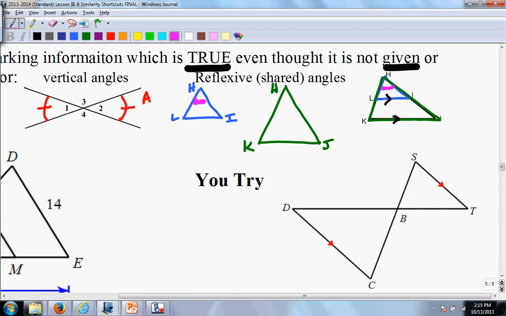That's called a reflexive angle, or an angle that is shared, reflexive, shared. So in this case, we would say angle H is congruent to angle H. That looks a little strange, kind of like a reflection in a mirror. That's why it's called the reflexive property. So when you have an angle that is shared, exactly shared, we say it's congruent to itself. That's another freebie. You want to mark that down. I'll give you a few seconds to do that.